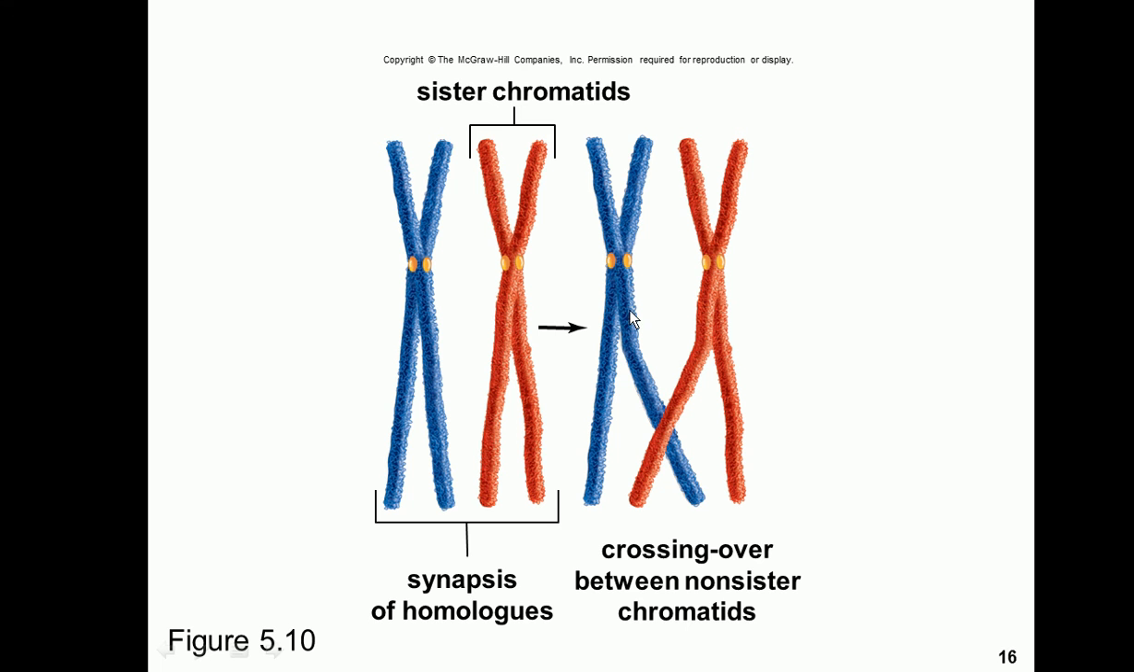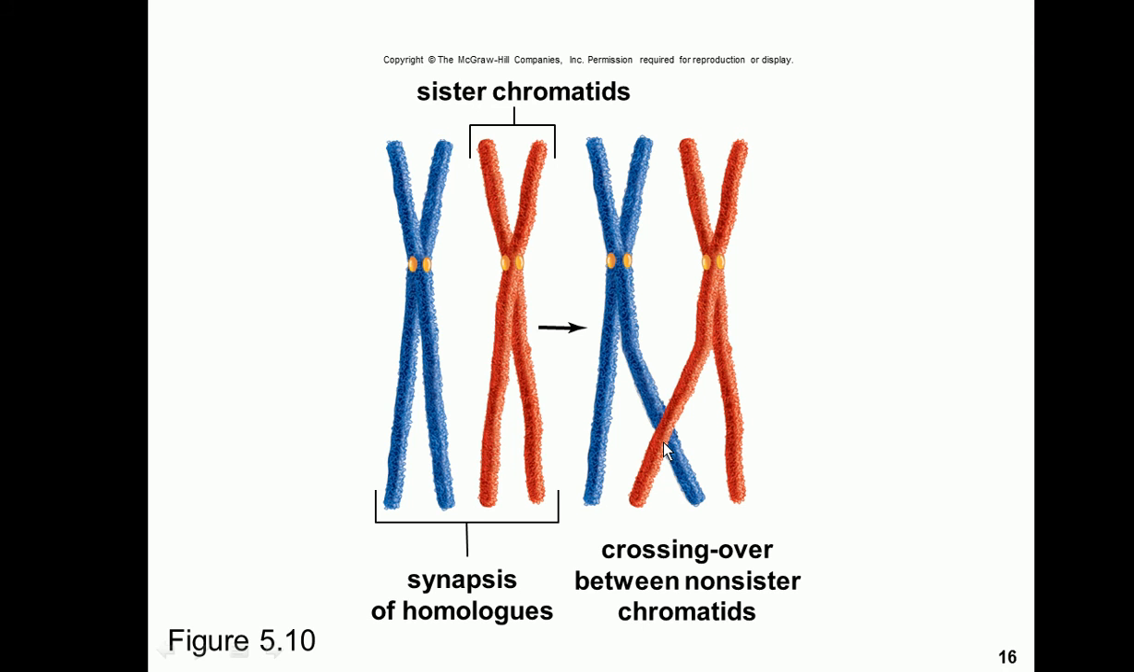If you see this chromosome, blue means from father, red means from mother. You can see that this is a duplicated chromosome. This is also a duplicated chromosome, and these are the sister chromatids. These blue are the two sister chromatids, these reds are the two sister chromatids. Now this one blue and this red are non-sister chromatids.